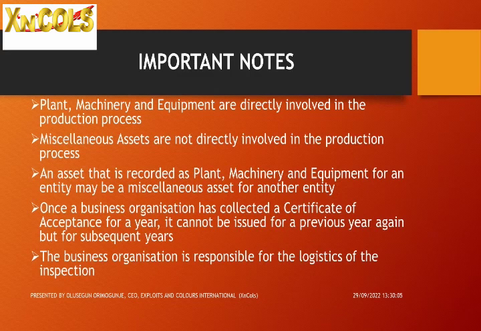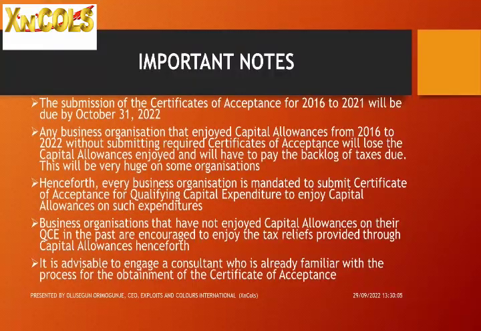The submission of certificate of acceptance for 2016 to 2021 will be due by October 31st, 2022, this year, next month, according to the instruction from FIRS. The instruction came around May this year, and now October ending is just a month away. Submission of certificate of acceptance means it must have been obtained from the Federal Ministry of Industry, Trade and Investment and must have been submitted at the Federal Inland Revenue Service before the 31st of October 2022.